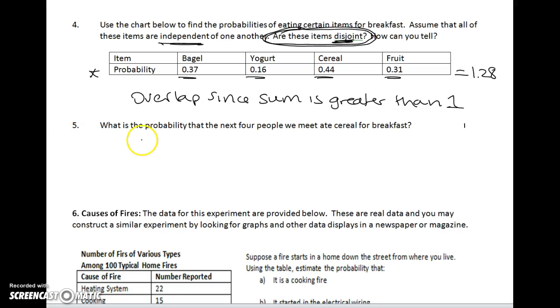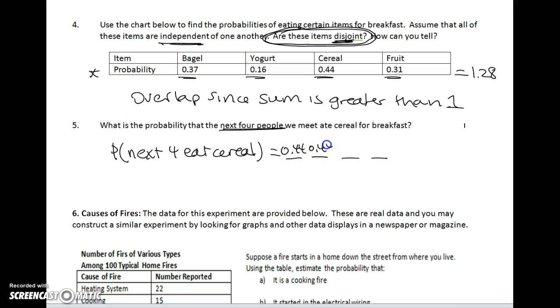Okay, the next problem is a little bit different. What's the probability that the next 4 people will all eat cereal? So remember that these are independent, so once again the multiplication rule applies. So the probability that the next 4 eat cereal. So that would mean that of these 4 people, each of them are eating cereal. So that is really just 0.44 to the fourth, which is equal to 0.03748.